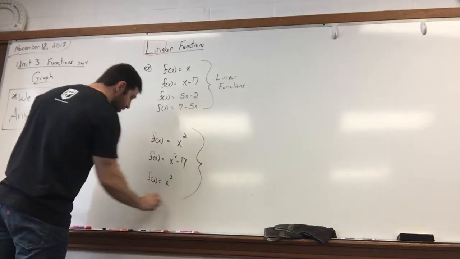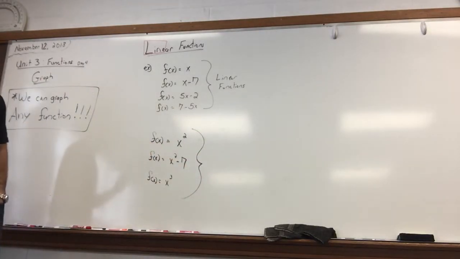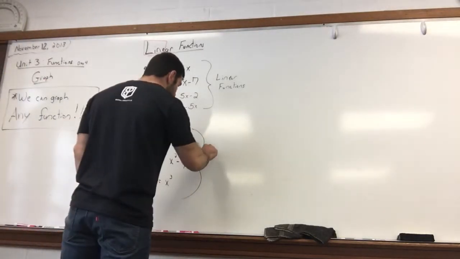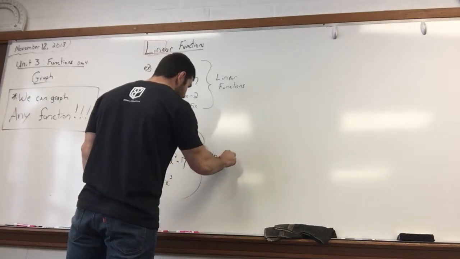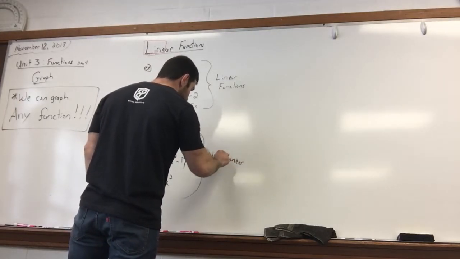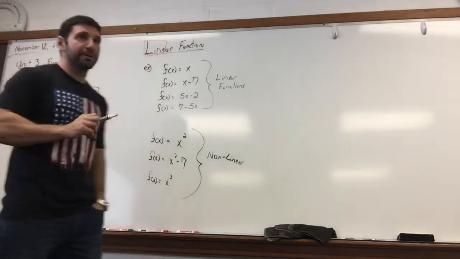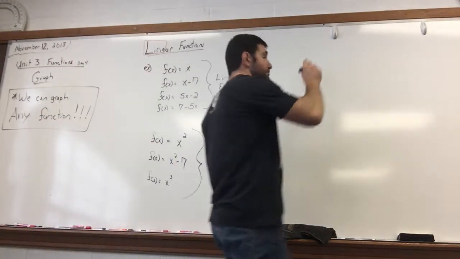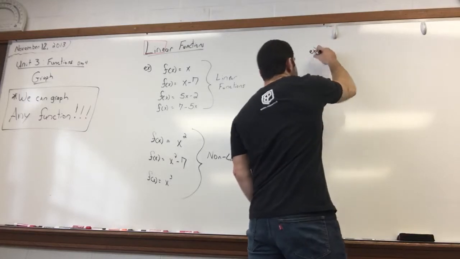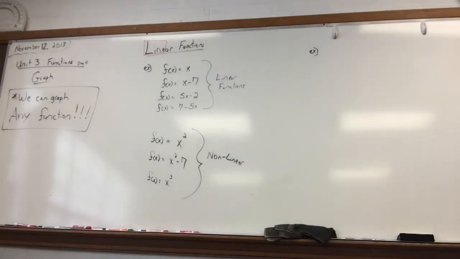But as soon as our x has an exponent other than 1, these are non-linear. Which means if I were to graph them, would they be a straight line? No. Nonlinear graphs are not straight lines. Linear must be straight lines. Everybody with me? Okay. So go ahead and get caught up.